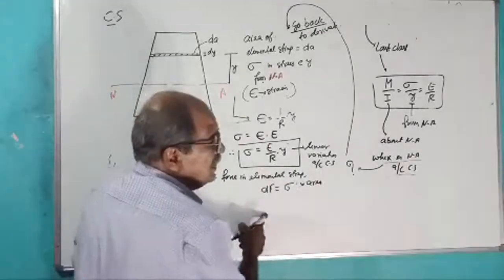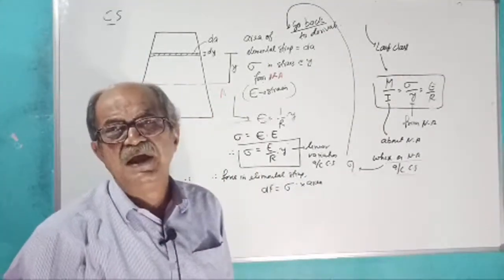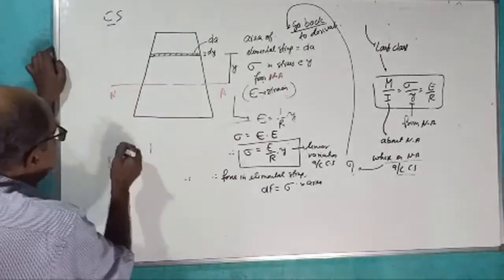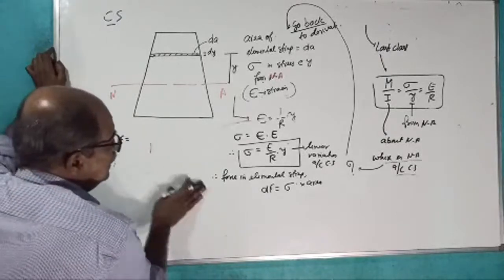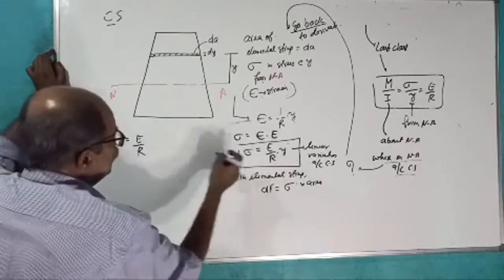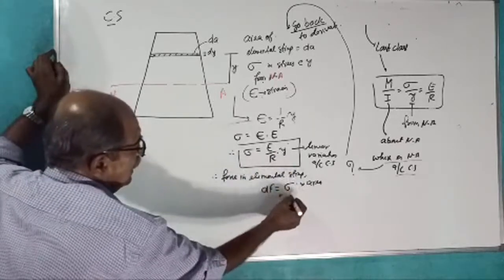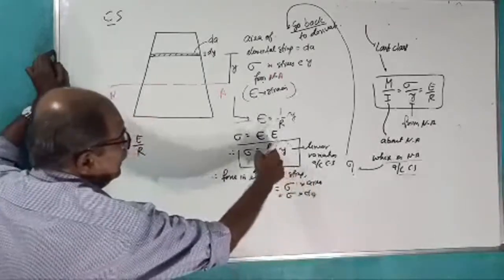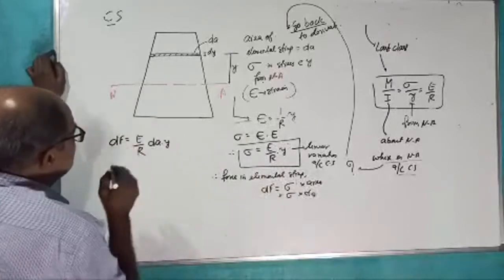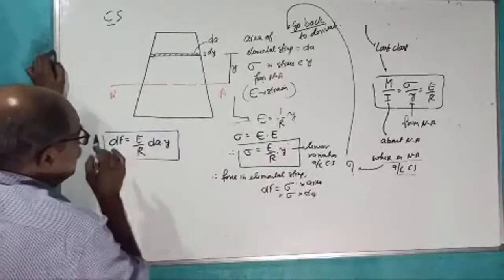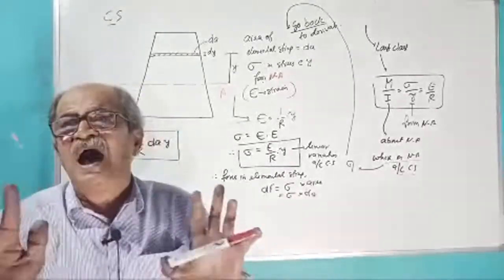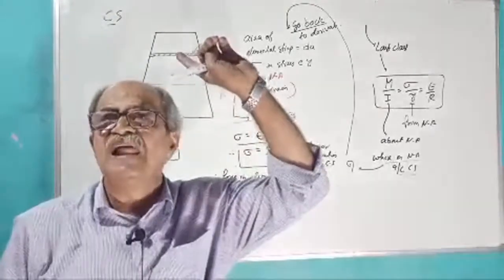Nobody can ask, sir, how did you get it? Sorry, there is a limit for explaining. Force equals stress into area is well known. So we got dF equals sigma into dA, which is E by R into y into dA. I will write dA into y. This is the force in the elemental strip. Up to here clear? I will not ask why. It was already clear in the last class.